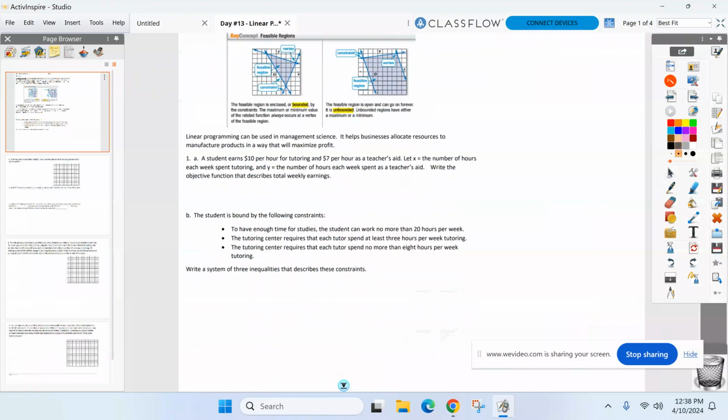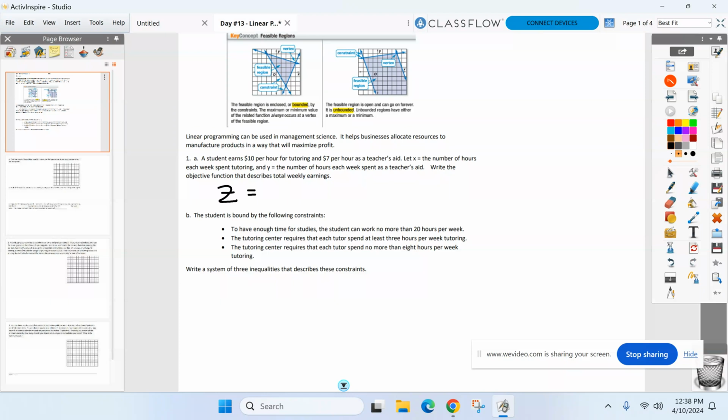So we got a student. Student can earn $10 an hour tutoring, and they can do $7 being a teacher's aide. I've already told you guys what X and Y are going to be. X is the number of hours you spend tutoring, and Y is the number of hours you are a teacher's aide. So what I want to do first is write the objective, basically how much money you're going to make being a teacher's aide and a tutor. And that's your Z equals here. I always want to start off with that Z equals, called your objective function.